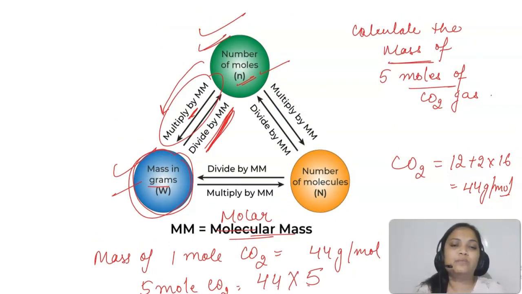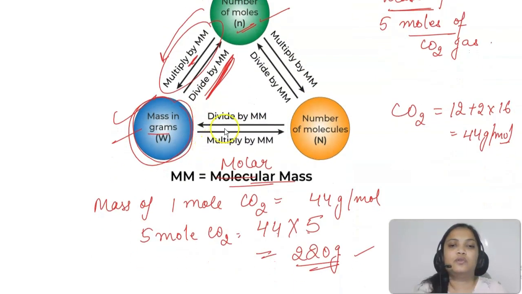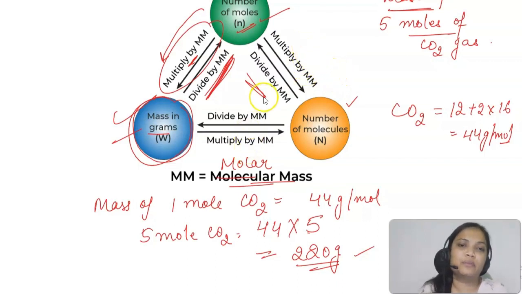Let me give you one more example. Let's say I am having this number of molecules, and I have to find out the mass, or you can say the number of moles. So firstly, I will find out the number of moles by dividing it by the molar mass. Or here in this case, you will divide it by the Avogadro's number, that is Na.